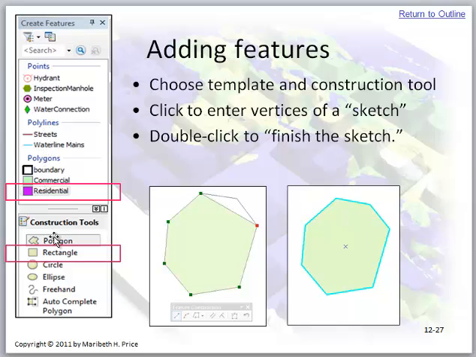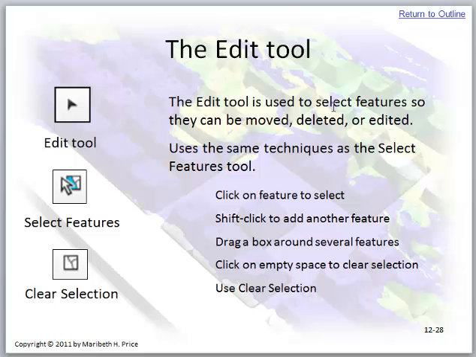We won't be using this portion, but you will add rectangles and also polygons. In this case, the person drew, and at the very last click, I believe that there should be a green square there, because they're making it solid. I think that's an error. You double-click the vertices of a sketch, or you double-click Finish the Sketch to finish. Edit tool. It's used to select features so that they can be moved, deleted, or edited. Uses the same techniques as the Select Features tool.